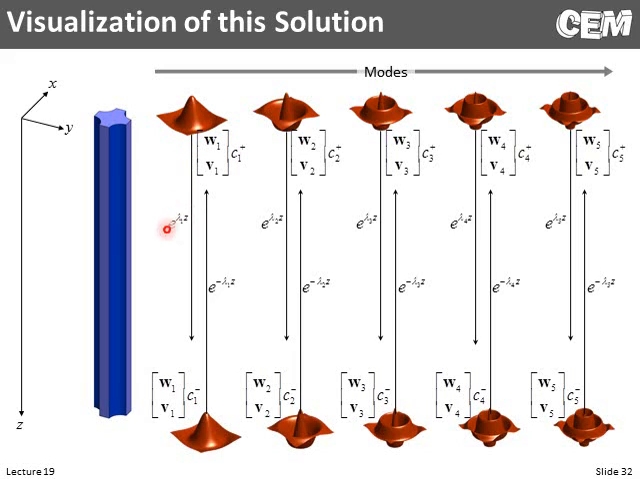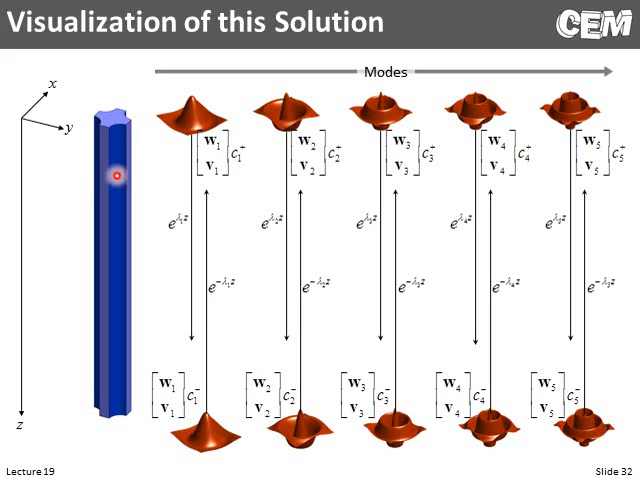And this exponential e to the lambda 1 describes how that propagates, how it accumulates phase, or if it decays, or if it grows. And so the W and V's we could plot and we could see the field. The amplitude of this is described by C. And then, of course, how it propagates is the exponential.